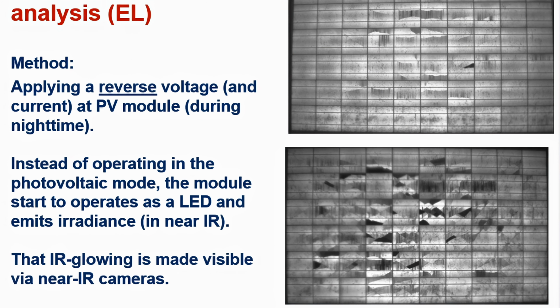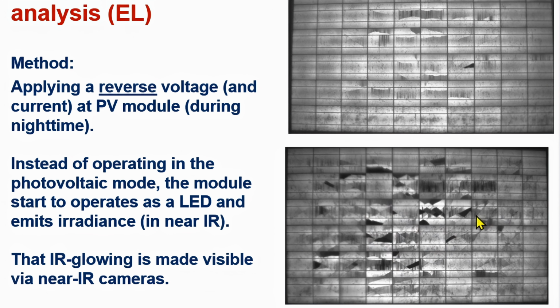This infrared glowing is made visible via near-infrared cameras. Actually, you can use any kind of camera; you just have to remove the internal infrared filter, and then you can make that visible. Here you see, the second part is already a heavily damaged module, for example, during transport. It looks like real transport damage because it's in the center. During transport, the center part is moving up and down, and during this journey, many cells have been heavily damaged.